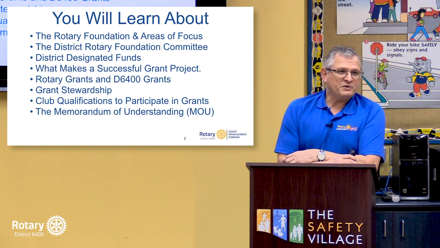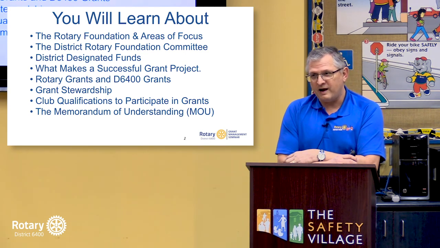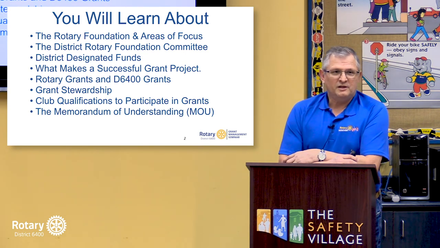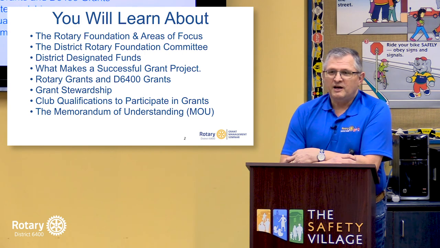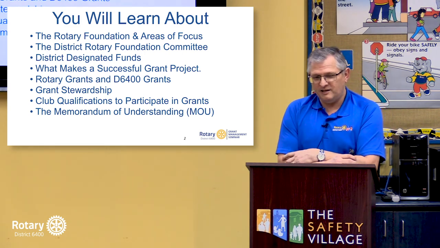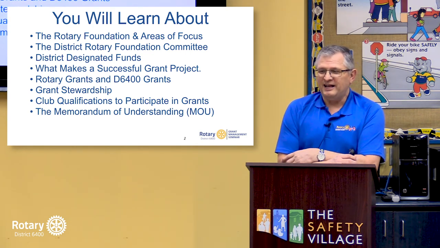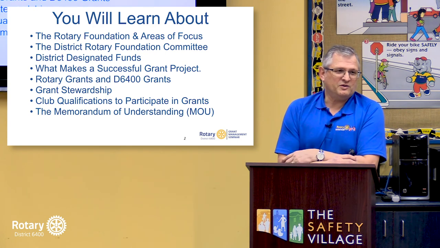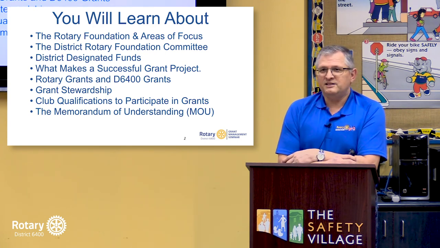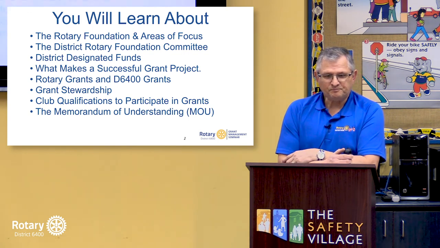We'll talk about the Rotary grants that are available to you and the District 6400 grant that is available to you. We'll talk about grant stewardship, the qualifications your club must have in order to participate in a Rotary grant, and the all-important Memorandum of Understanding, which you will see in the inside covers of your Duotang booklet and also attached as the last pages of your booklet.